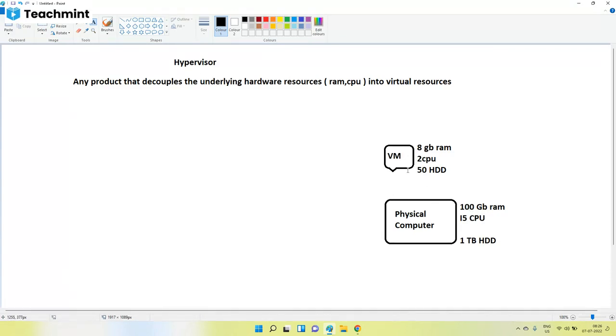But here it is possible with the help of some product that is called hypervisor. Which product is helping us here to do this? Which one is helping us to do like this?